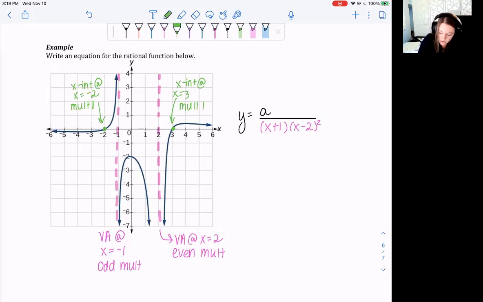So for -2, this is going to be x plus 2, multiplicity of 1. For 3, we have x minus 3, multiplicity of 1. The only thing left to do is solve for this a value. We can do that using the y-intercept. So this y-intercept is at 0, -2, and we can plug that point in for x and y, and then solve for a.